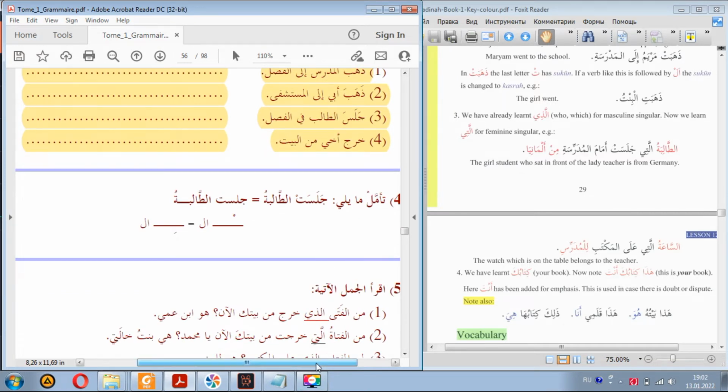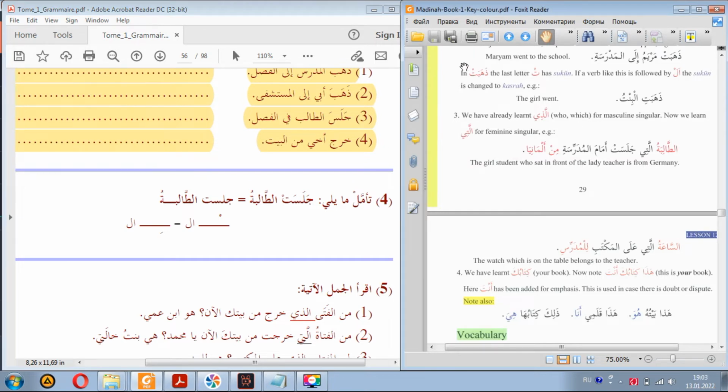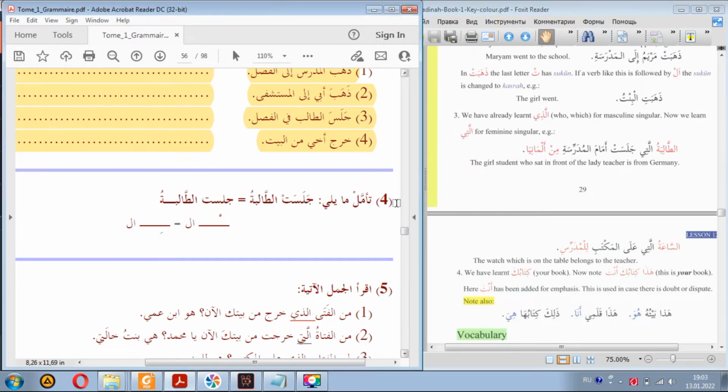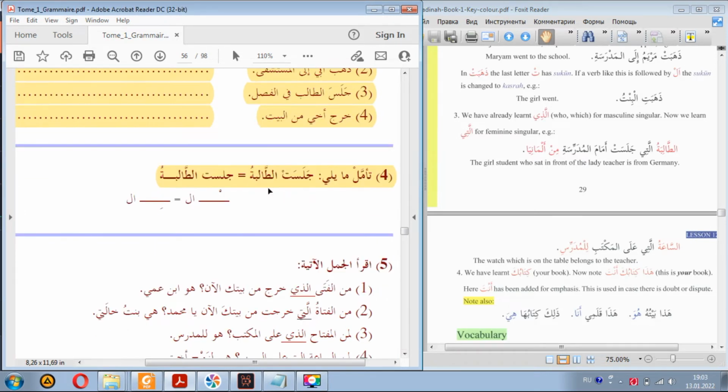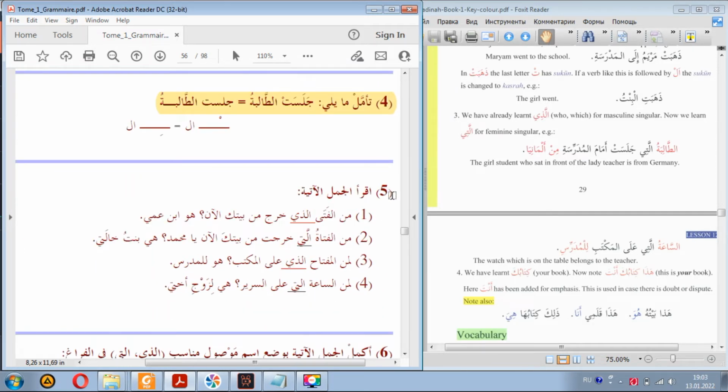And here we have تأمل ما يلي. Just think it over or think it through. جلست الطالبة. We say جلست الطالبة. This سكون switches to كسرة. That's what we are talking about in this sentence. So it's the same. You already know this. So again, if it's followed by alif lam, it takes kasra. So that's the rule. And again, to make things easier, to make the pronunciation easier, that's the goal.